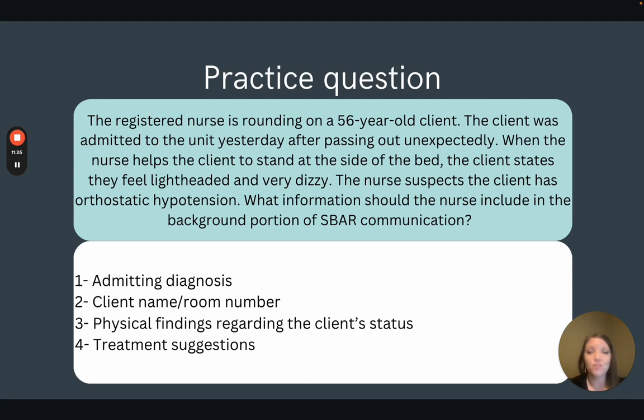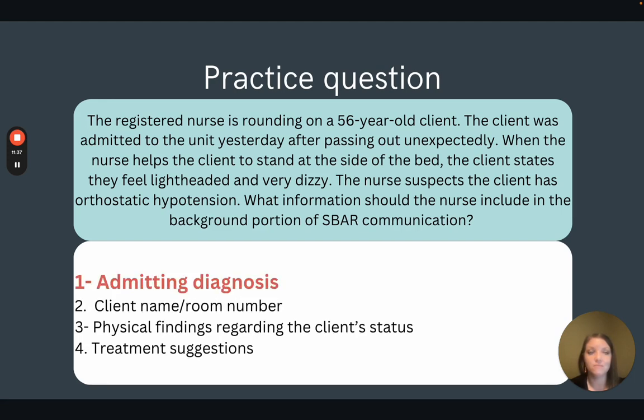Okay, let's think back to our review. What should be included in background? What do you think is important background information about this client? Okay, so all of the above would be pertinent information to involve within our SBAR communication, right? Let's walk through it together to figure out which should be included in background information. Option 1, admitting diagnosis. This would definitely give the provider important information about why the client is at the hospital in the first place. So A would be the correct answer here, as it is definitely part of that background information.